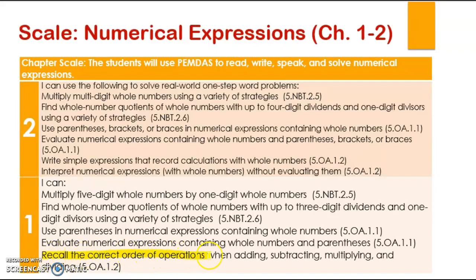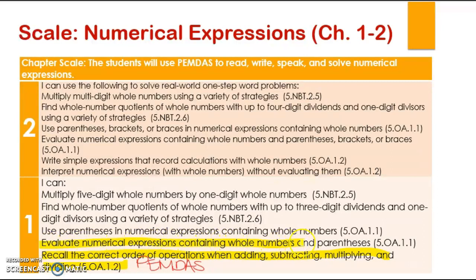Recall the correct order of operations when adding, subtracting, multiplying, and dividing. Well, that's the mnemonic that we taught you, PEMDAS. Please excuse my dear Aunt Sally, which stands for parentheses, exponents, multiplication and division, addition and subtraction.